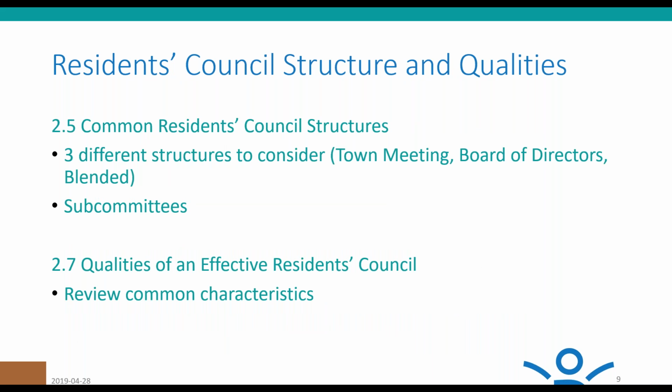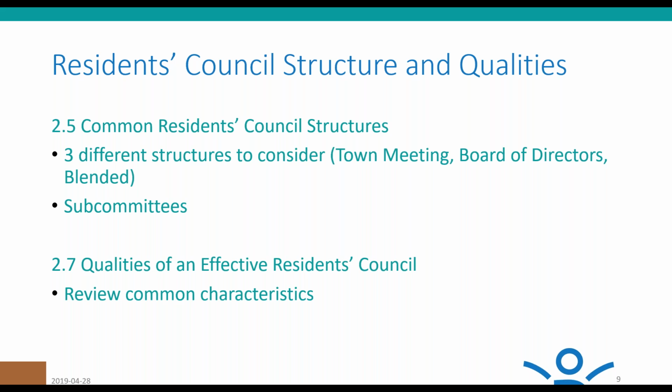In subsection 2.5, we learn about 3 common Residence Council structures, including town hall meetings, board of directors, and the blended model. And as a Residence Council, you are free to choose what works for you based on the needs of your home, and this may change over time. This section also introduces the idea of subcommittees for your Residence Council, and it touches on what they can look like and some of the benefits of establishing subcommittees to carry out specific work or for a specific purpose, like a welcoming committee, for example.